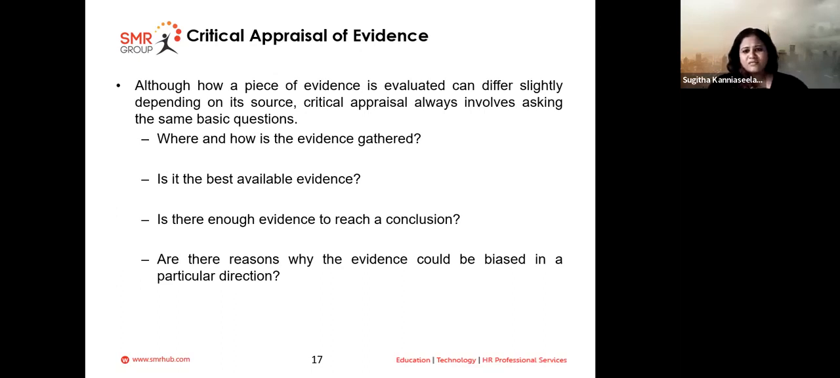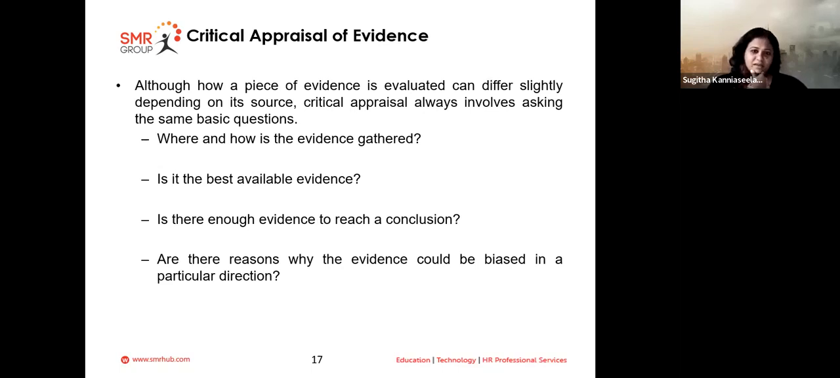Then we ask, how was this evidence gathered? Was there a scientific method incorporated? You're going to learn about this later. Or was it just a very informal way of gathering data? So in that sense, how valid or reliable is that particular evidence which was gathered?